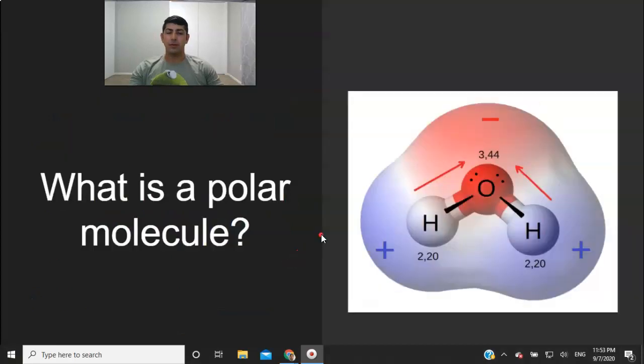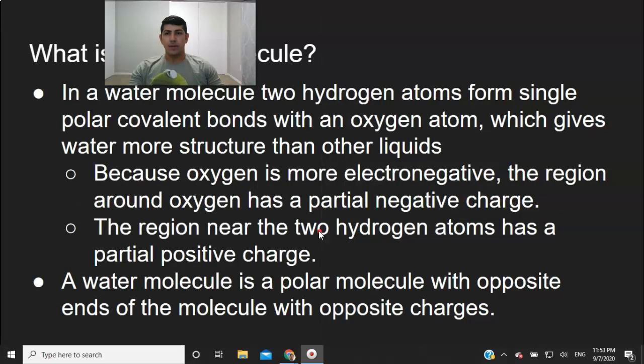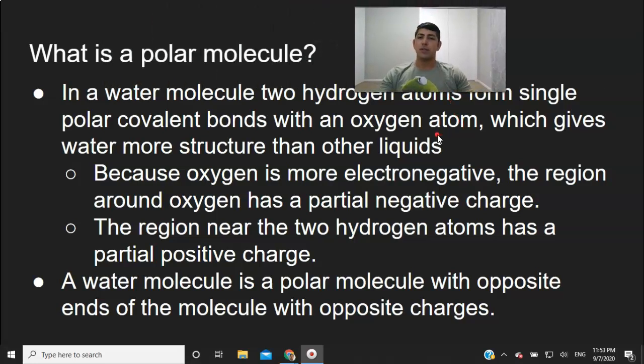So what is a polar molecule? So in a water molecule, there are 2 hydrogen atoms, and they form a single polar covalent bond with an oxygen atom, which gives water more structure than other liquids. Because oxygen is more electronegative, the region around oxygen has a partial negative charge. The region near the 2 hydrogen atoms has a partial positive charge. A water molecule is a polar molecule with opposite ends of the molecule with opposite charges.